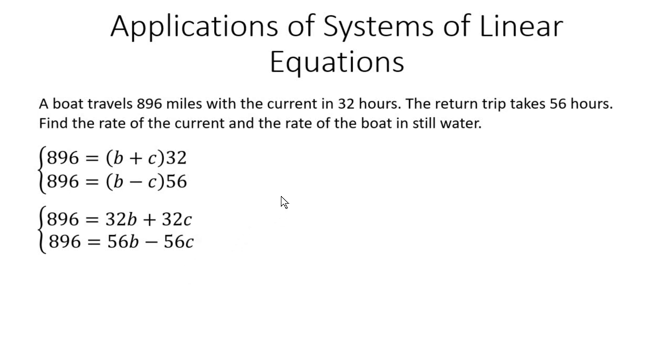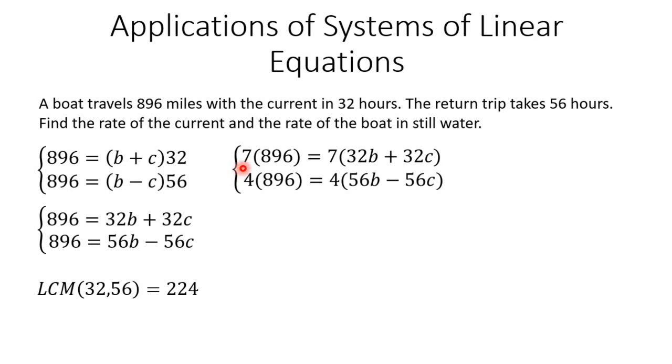I'm going to find the least common multiple of 32 and 56, the two coefficients of C. The least common multiple of 32 and 56 is 224. So I'm going to make this into a positive 224 and this one into a negative 224. I'm going to do it by multiplying the top equation by 7 because 7 times 32 will be positive 224.